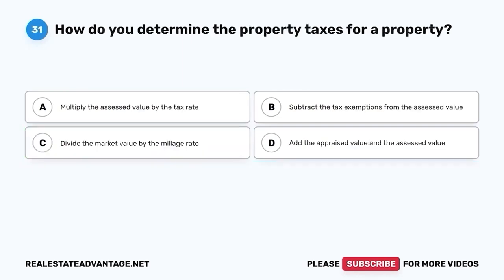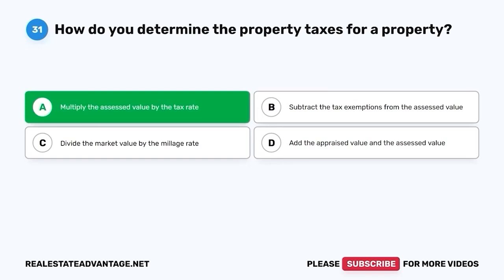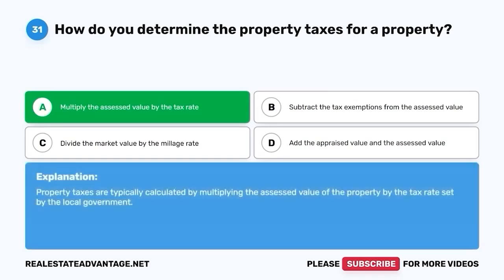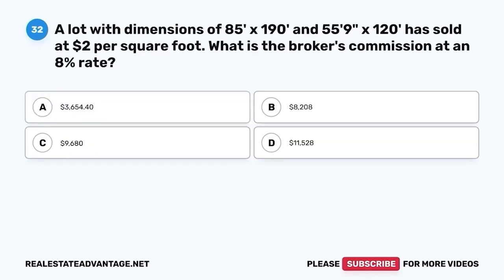Question 31. How do you determine the property taxes for a property? A. Multiply the assessed value by the tax rate. B. Subtract the tax exemptions from the assessed value. C. Divide the market value by the millage rate. D. Add the appraised value and the assessed value. The correct answer is A. Multiply the assessed value by the tax rate. Property taxes are typically calculated by multiplying the assessed value of the property by the tax rate set by the local government.